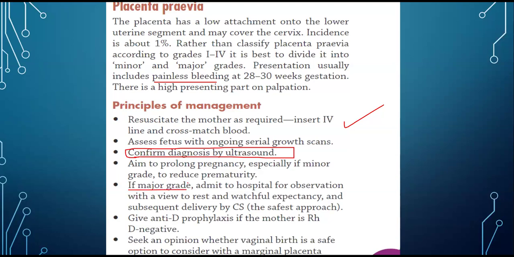If it is a major placenta previa, and the patient is after 34 weeks of pregnancy, you'll need to keep the patient admitted to hospital until delivery. So major grade, especially after 34 weeks of gestation, admit the patient to hospital for observation. Keep an eye on the patient, see if the bleeding stops, and also keep an eye on the mother and the baby. If bleeding continues or the mother or the baby becomes unstable, then for major grade, you will need to go for cesarean section.